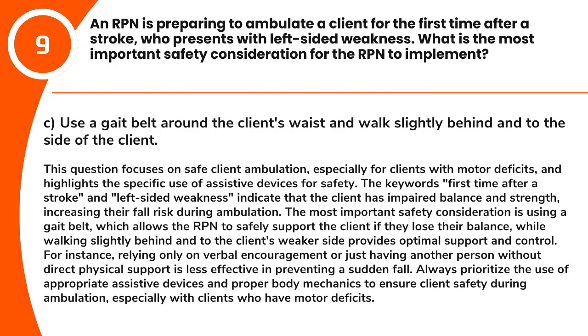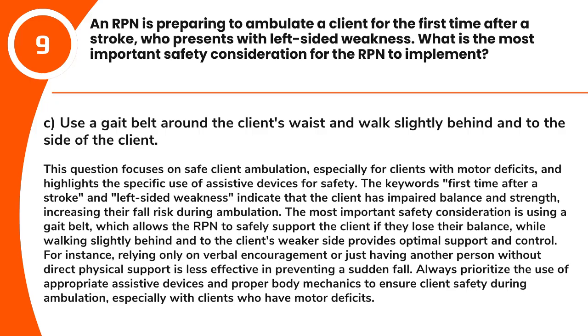Answer: C. Use a gait belt around the client's waist and walk slightly behind and to the side of the client. This question focuses on safe client ambulation, especially for clients with motor deficits, and highlights the specific use of assistive devices for safety. The keywords "first time after a stroke" and "left-sided weakness" indicate that the client has impaired balance and strength, increasing their fall risk during ambulation.